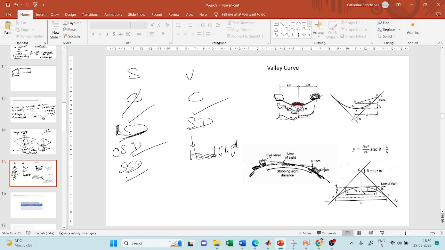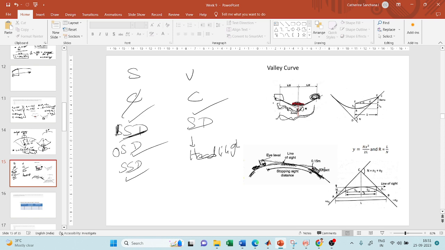The problem arises at night time, where the sight or the distance which is visible ahead of you will depend on the distance that could be illuminated by your vehicle headlight, right?